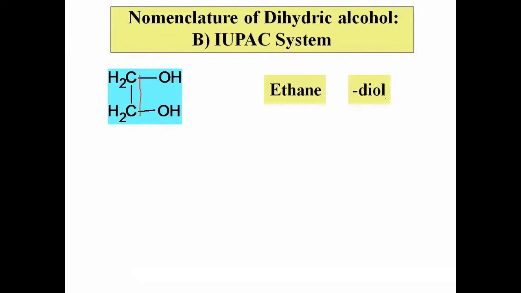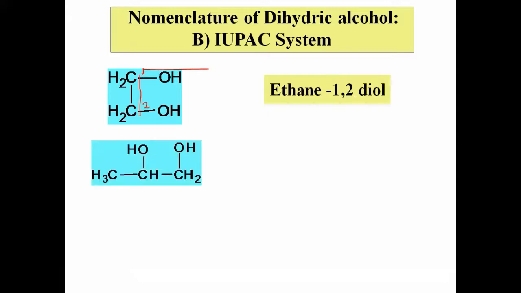Okay. Now we should number the carbon atoms in the chain. आपल्याला कार्बनला नंबर द्यावे लागतील. One OH group is present on carbon first and second is present on carbon 2. Therefore, it is ethane 1,2-diol. या कंपाऊंडचं नाव आहे इथेन 1,2-diol. Let us see one more example.